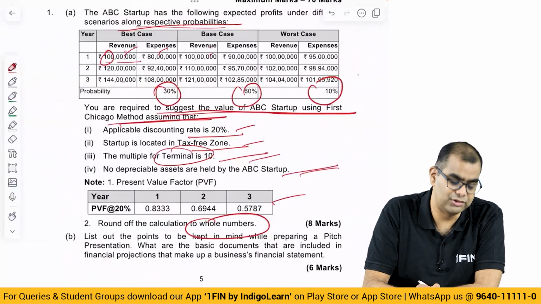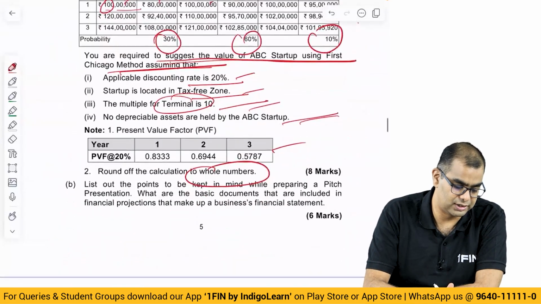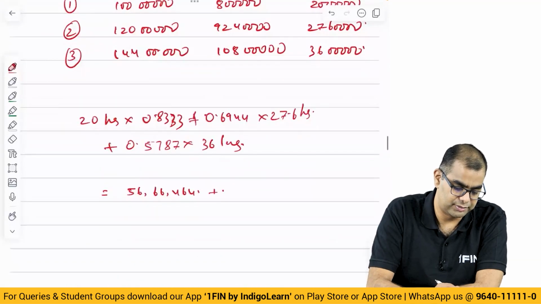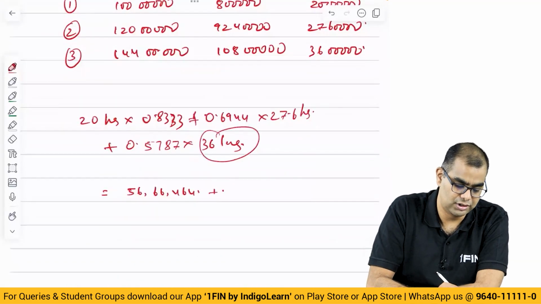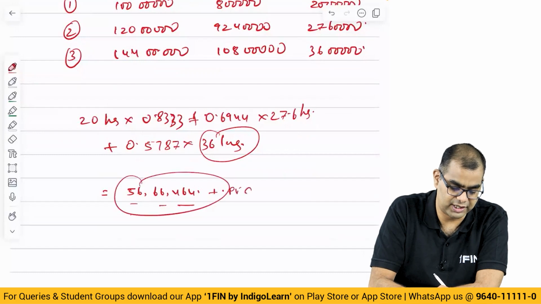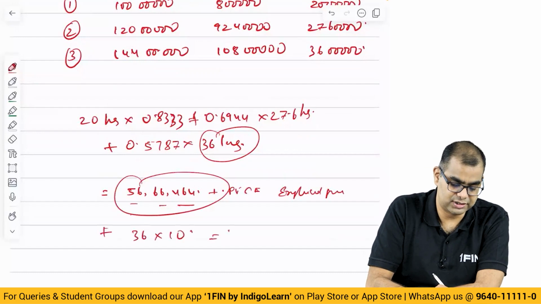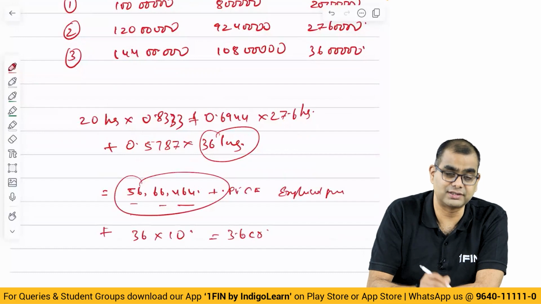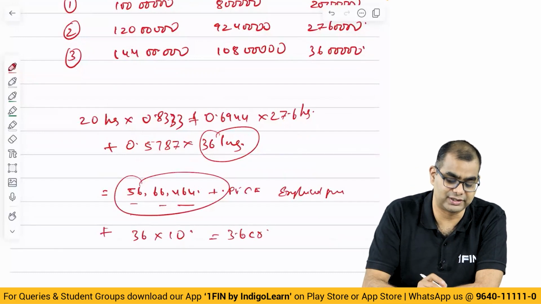Plus, multiple for the terminal value is 10. So what is the terminal year value? Terminal you got 36 lakhs, so 36 lakhs into 10. This is 56 lakhs 66,464, the present value of cash flow in the explicit period, plus 36 into 10. That is 3.6 crores. But this 3.6 crores is at the end of year 3.